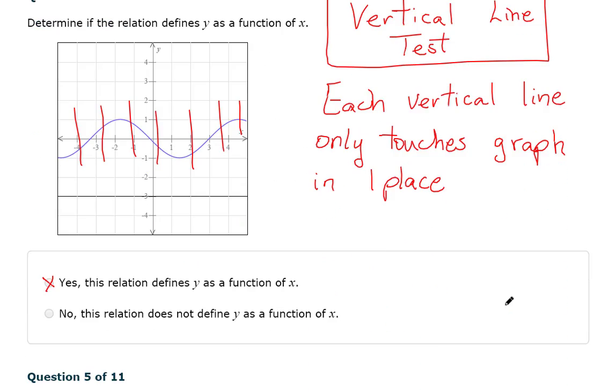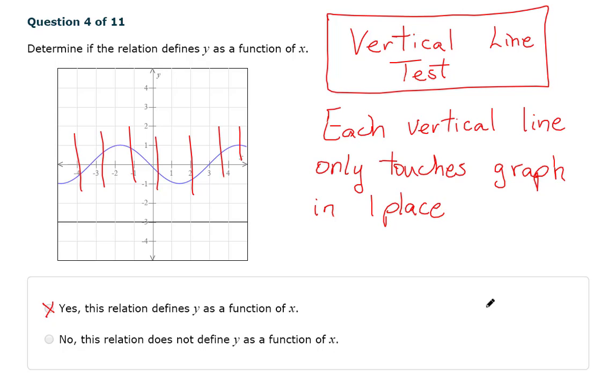All right, in question 4, they're giving me a graph and they want us to figure out, is this the graph of a function or not? Well, a function only takes one input and produces one output. So we do something called the vertical line test. All right, so I make all these vertical lines. Notice each vertical line only intersects the graph in one place. So yes, this is a function.